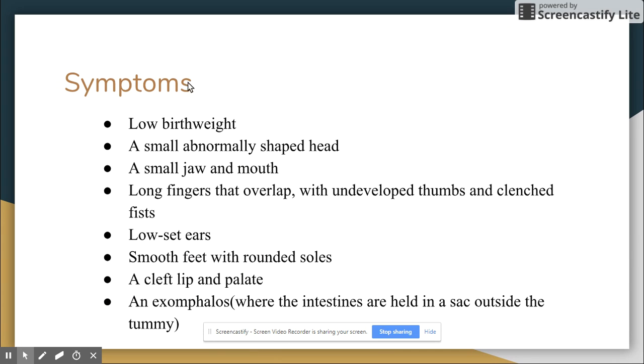So what are the symptoms of a person having Edwards syndrome, generally an infant? There is low birth weight, a small abnormally shaped head, a small jaw and mouth, long fingers that overlap with undeveloped thumbs and clenched fists, low set ears, smooth feet with rounded soles, a cleft lip and palate, and exomphalos, where the intestines are held in a sac outside the tummy.